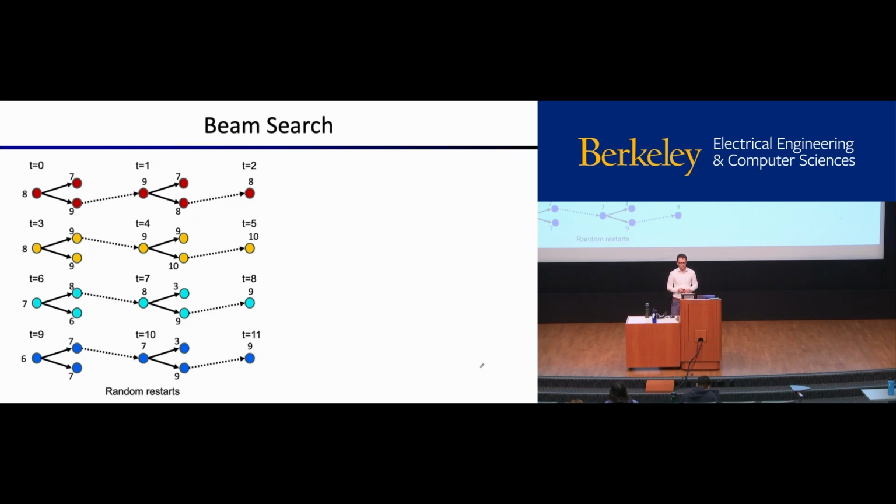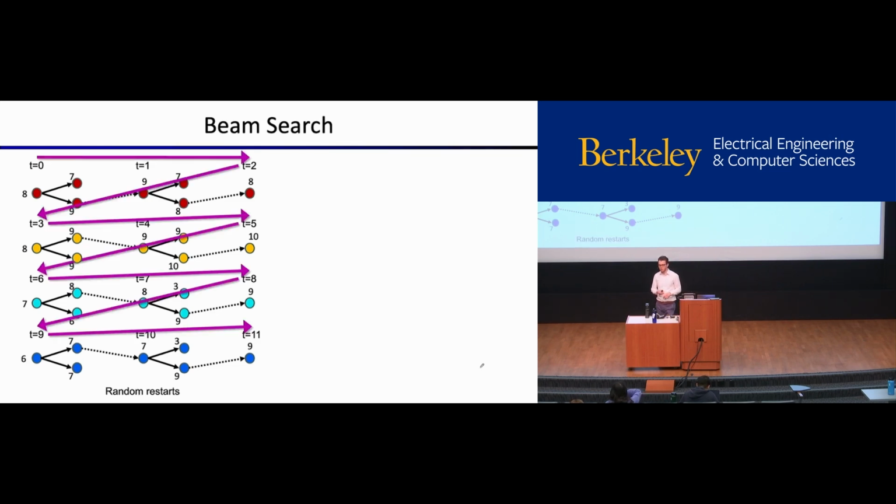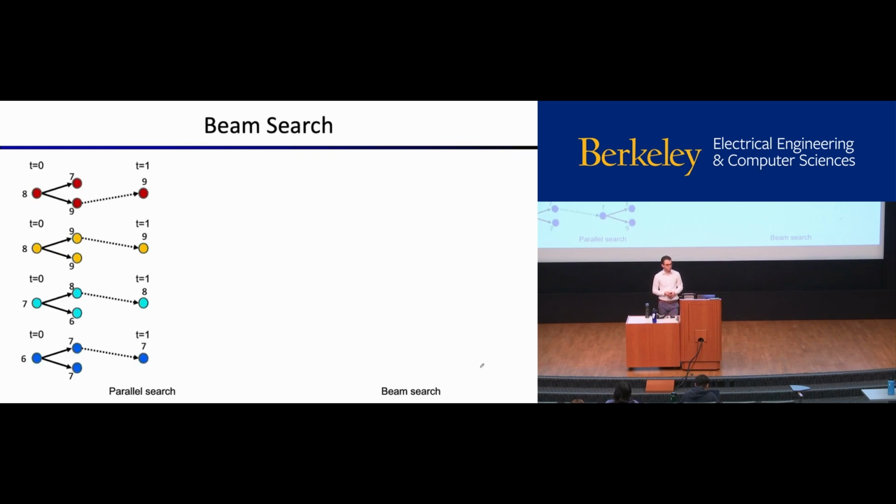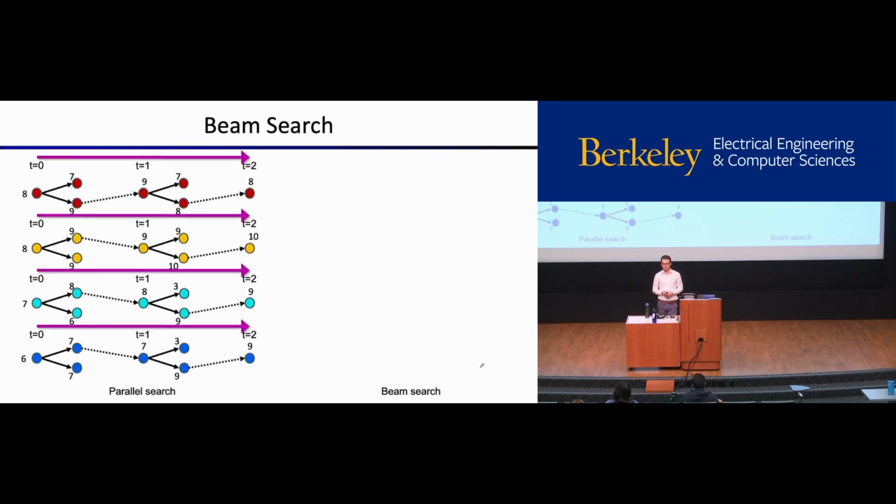And the random restarts, the execution will go like this. First we do one pass, then we do another random restart, then we do another random restart. That felt inefficient. So we said, all right, well, why don't we do parallel search? We do all of our random restarts in parallel, right? Computation just goes like this, much more efficient.